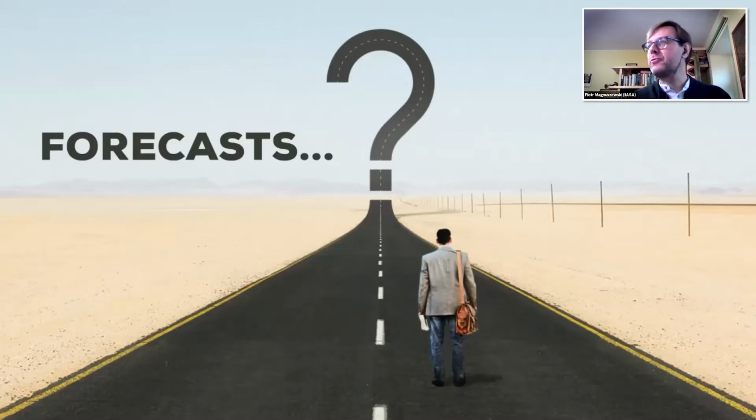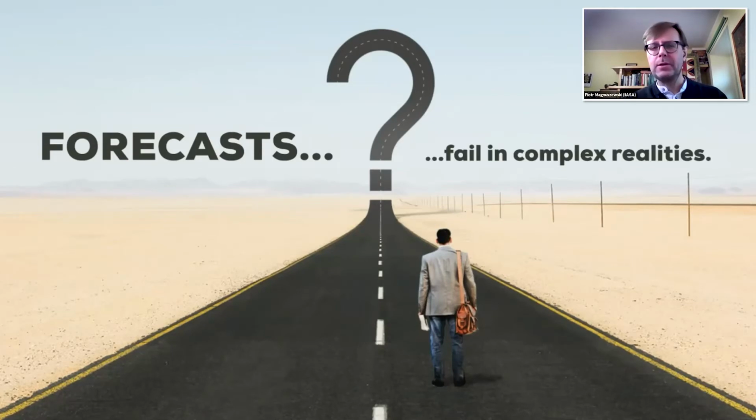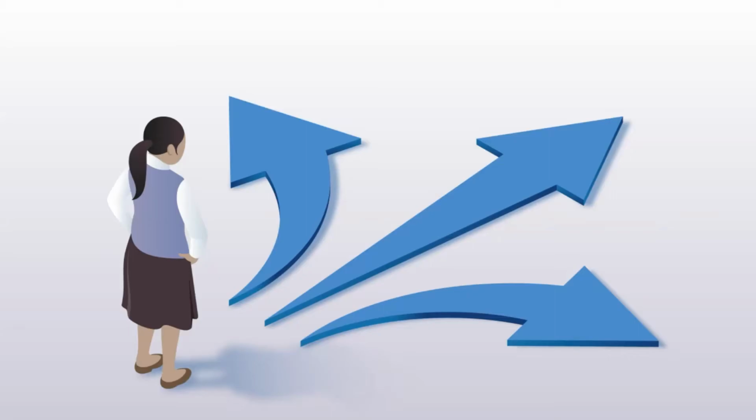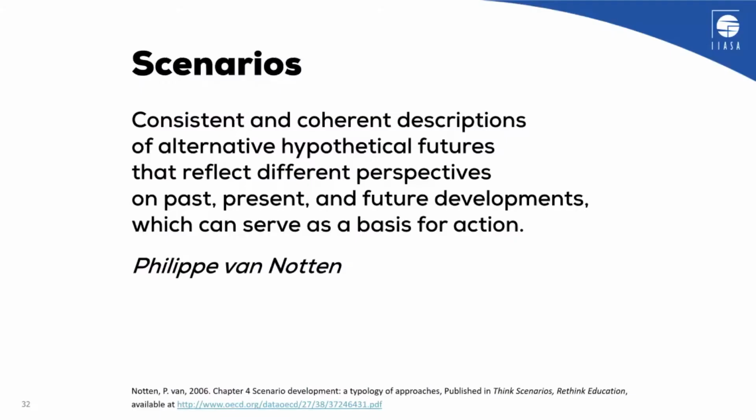So many people resort to forecasts, but forecasts often fail in complex realities of this type, like interactions between water, food, energy, environment. So the scenario methodology has been used here to fill the gap, and we're not trying to predict one future, we're trying to look into many potential futures, and we're trying to learn from this. So scenario has been defined, there are many definitions, but one of them is this: consistent and coherent descriptions of alternative hypothetical futures.